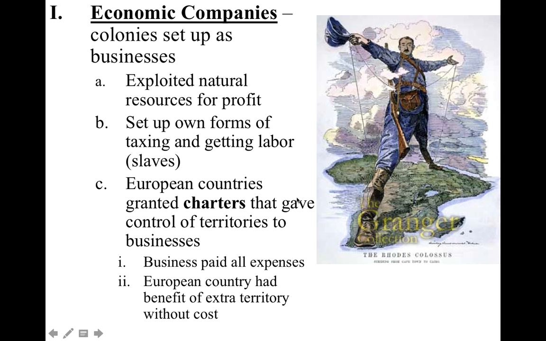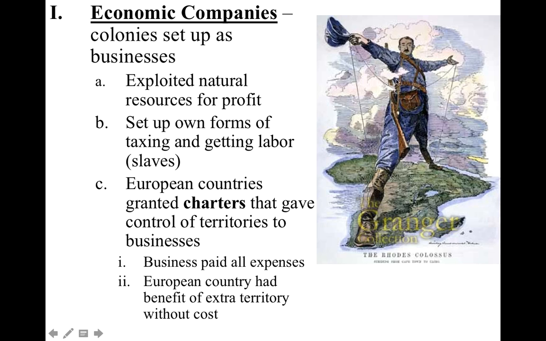The first is what we call a company-ruled colony, and these colonies were set up as businesses. They were there to exploit the natural resources for profit, set up their own form of taxing and getting labor, or slaves for the most part, as we talked about before in class. European countries granted charters that gave control of these territories to different businesses. The businesses paid all the expenses, and the European countries had the benefit of extra territory without really a cost.